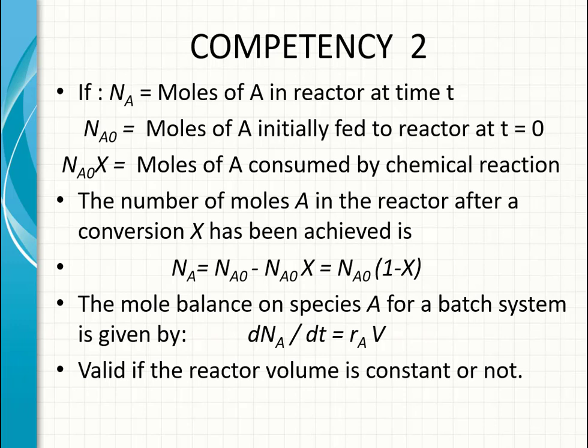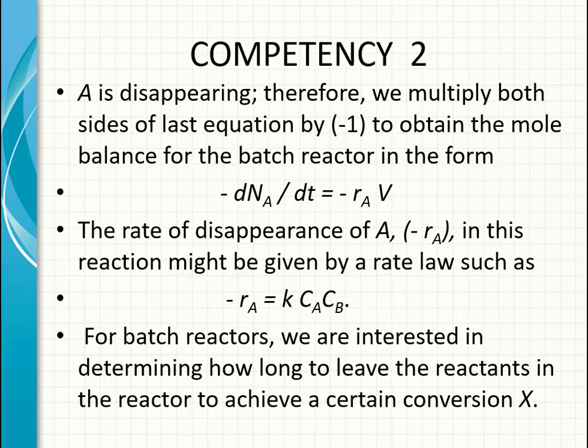And for the mole balance on species A for a batch system, we must recall that it is dNA divided by dt equal to Ra times V. And this expression is valid whether the reactor volume is constant or not. A is disappearing, therefore we multiply both sides of the last equation by minus 1 to obtain the mole balance for the batch reactor in the form minus dNA divided by dt is equal to minus Ra times V.